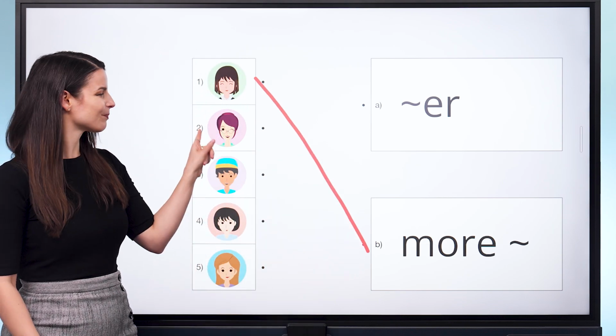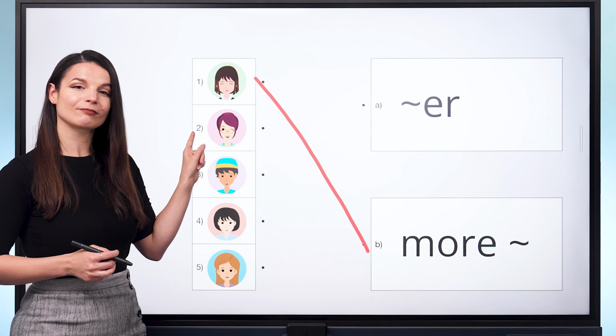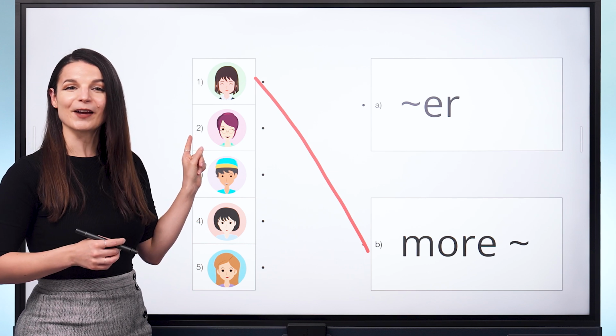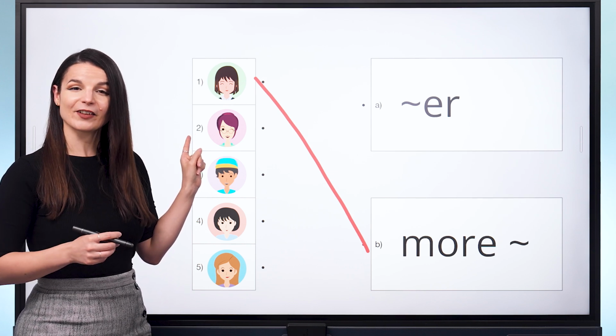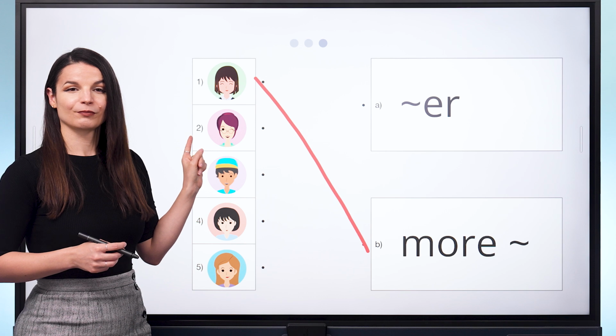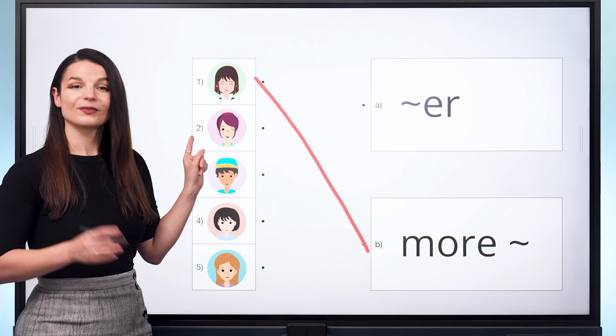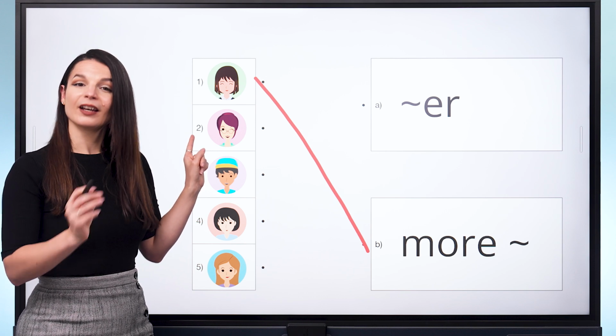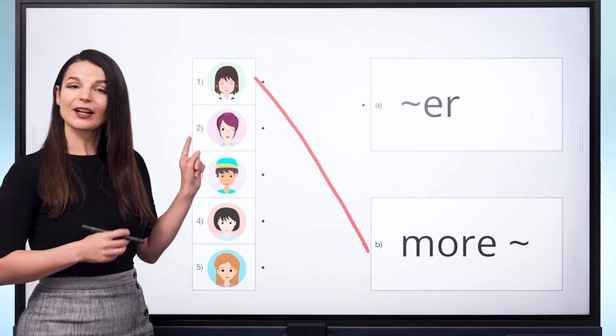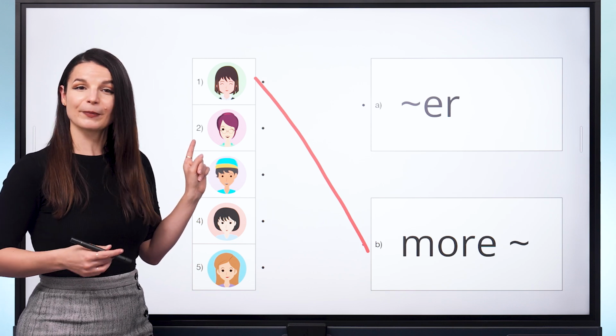How about expensive? Let's listen one more time. Expensive. Did you say more? The correct way to make a comparative adjective is to say more expensive.